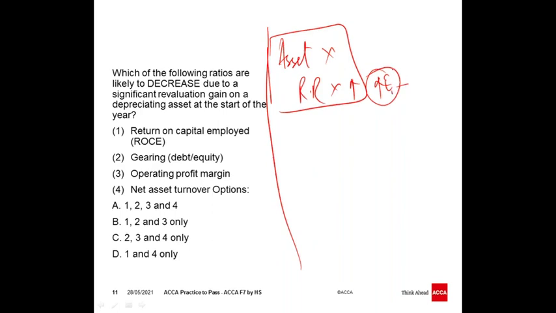When there is an increase in equity, all types of ratio where equity is present in the denominator will be affected, because as the denominator increases, it affects the overall ratio. The ROCE will decrease, gearing will decrease, and net asset turnover will also decrease.